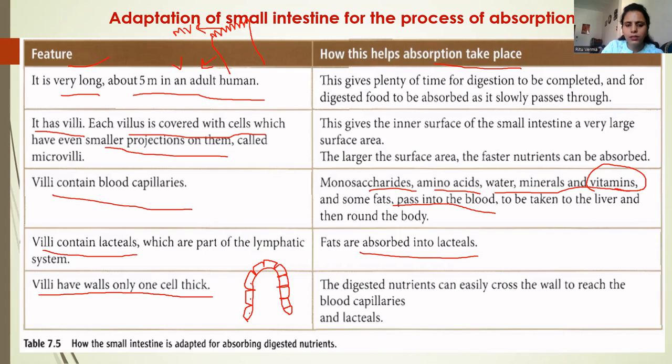Now, how is this beneficial? For example, there's a glucose molecule outside. This glucose molecule has to enter inside the villus and get absorbed into the blood capillaries, in the network of blood capillaries. So this glucose molecule actually has to cross only one particular cell in order to get absorbed into the blood in the blood capillaries. So if the villus is one cell thick, this reduces the diffusion distance, and hence the absorption process becomes faster. So these were the adaptations of the small intestine.